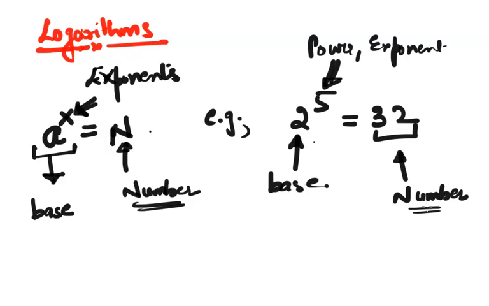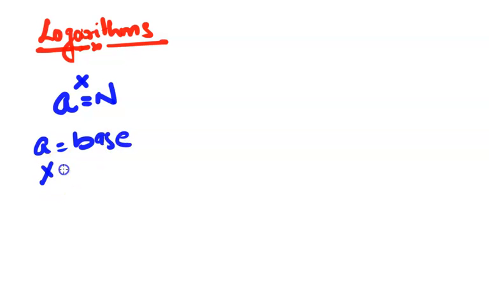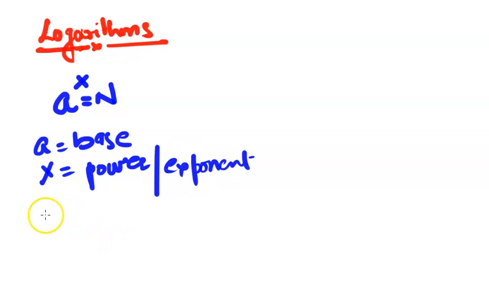Now let's understand how these exponents are related to logarithms and what we mean by logarithms. So we said a raised to the power of x is equal to n, right? Where a is the base, x is the power or exponent, and n is the value, right?